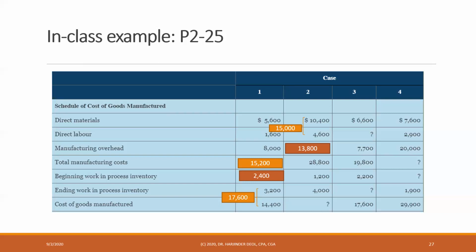Okay. The next missing number is the cost of goods manufactured. Total manufacturing costs are 28,800. Beginning work in process was $1,200. So if you add $1,200 to 28,800, you get $30,000. From the $30,000, if you take away the ending work in process inventory, 4,000, you get $26,000 for cost of goods manufactured.